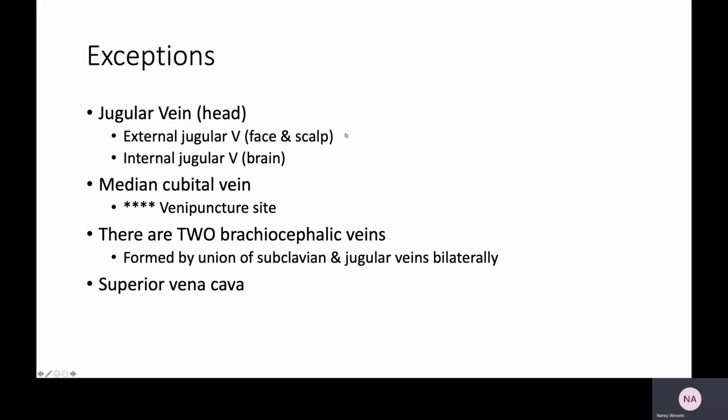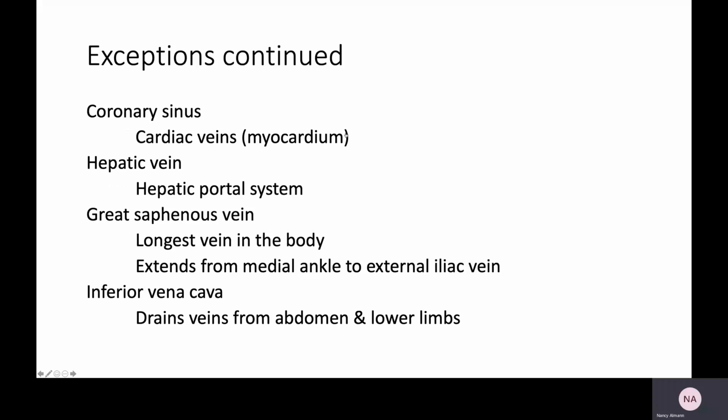There are two brachiocephalic veins. The subclavian and jugular veins will merge and give rise to the brachiocephalic vein, one for the right, one for the left. Of course, we have a superior and inferior vena cava, which do not exist in the arterial supply. We have the aorta for distribution of blood instead.